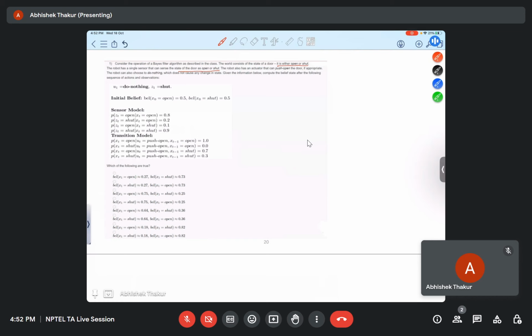The robot has also an actuator that can push open the door. Like it can also push the door if appropriate. The robot can also choose to do nothing. Like the robot can also choose that I don't have to do anything. It does not cause any change in the state. Given the information below, like in this question, compute the belief state after the following sequence of actions and observations.